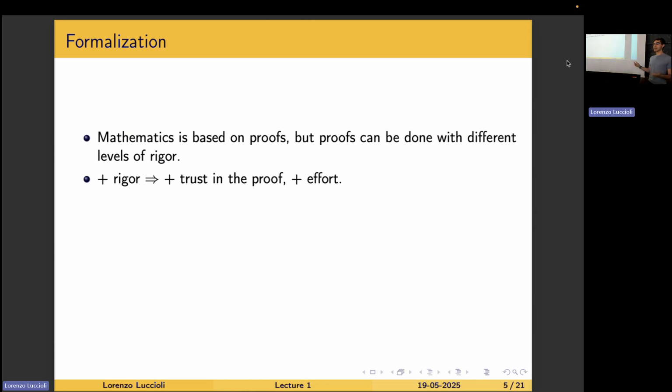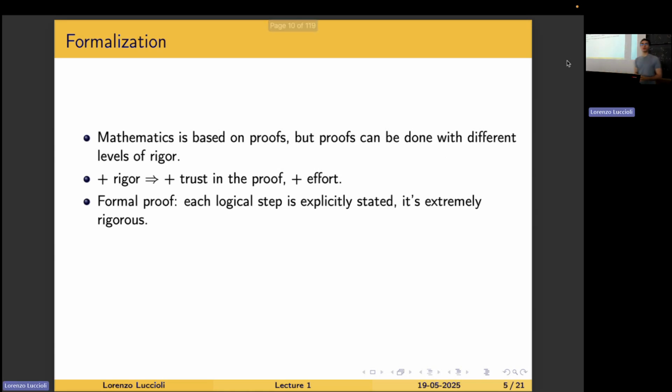We've seen that the more rigor we put into a proof, the more trust other people will give to our proof, and even ourselves. We can give more trust to the proof if we've written down every detail. But at the same time, it needs more effort, right? A more detailed proof gives a more rigorous proof. What if we want to take this to the extreme level? If we want to reach the maximum level of rigor, of trust possible.